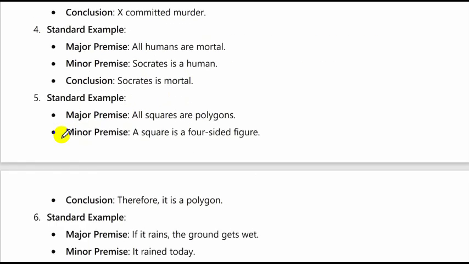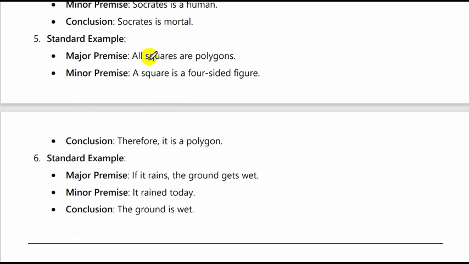Now let's look at 3 standard examples. All these examples we find in our elementary logic book. Major premise: all humans are mortal. Socrates is a human. Conclusion is Socrates is mortal. Another example: all squares are polygons. A square is a 4-sided figure, therefore it is a polygon. Another example is, if it rains, the ground gets wet. It rained today, the ground is wet.